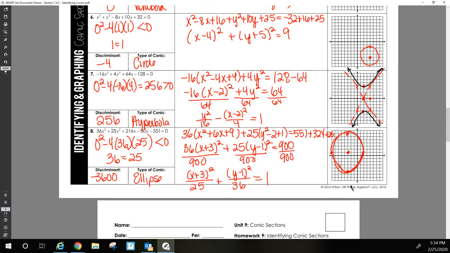All right, guys, that's it for conic sections. After this, we're going to take a quiz. We've got a review on Monday and then a test on Tuesday. It's a lot of information. I hope you study hard this weekend.